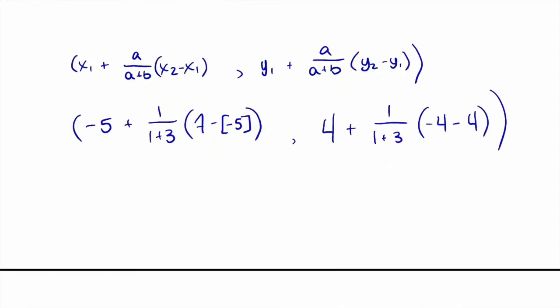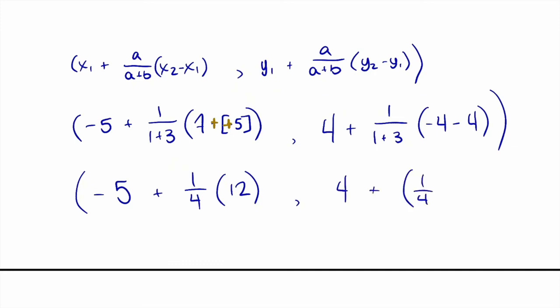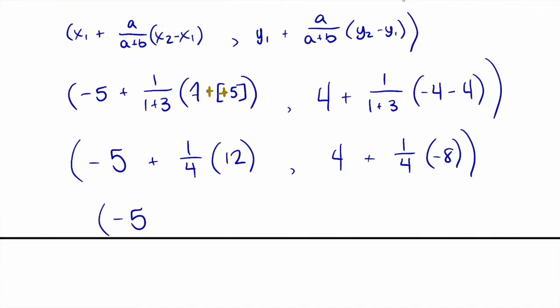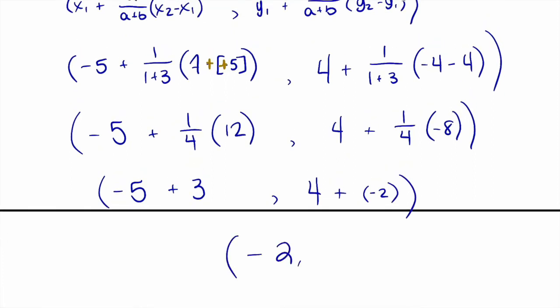Our PEMDAS, before we can really combine: remember a minus minus becomes a plus because of multiplication. That -5 is going to have to hang on for a little while. We got 1/4 times 12, and then 1/4 times -8. Your calculator will do this for you. Just to make sure, if you put it into your calculator, you put parentheses 1/4 or use your fraction button. You get -5 plus 3, 4 plus -2, and our final point is -2, 2.